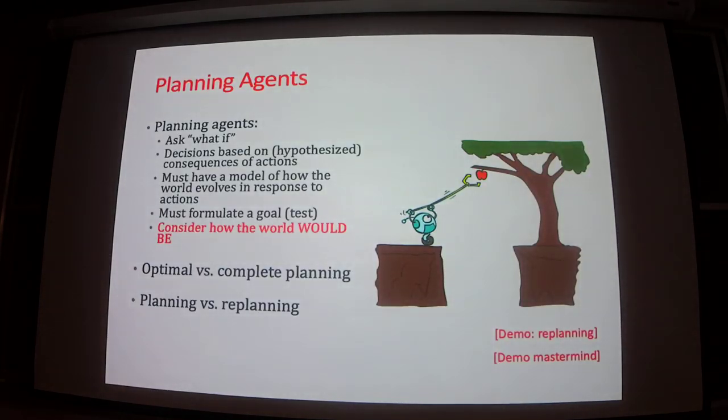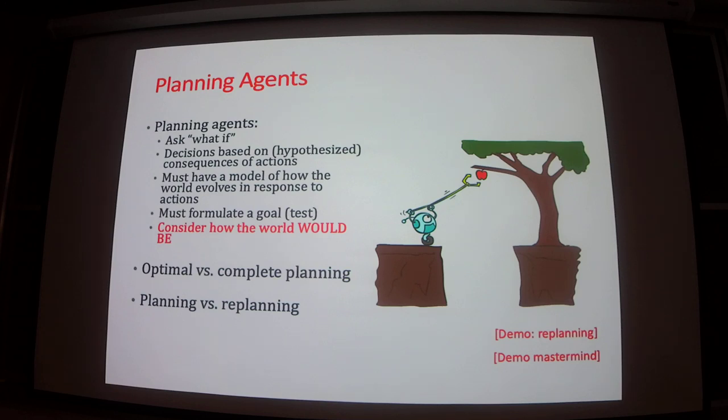So a planning agent is instead going to ask, what if? It's going to make decisions based on some hypothesized consequence of its actions. That means that it has to have some model of how the world's going to evolve as a function of its actions, right? And so it also needs to know, have I solved the goal? So we need some test for that. So this agent is going to consider how the world would be given how it acts.